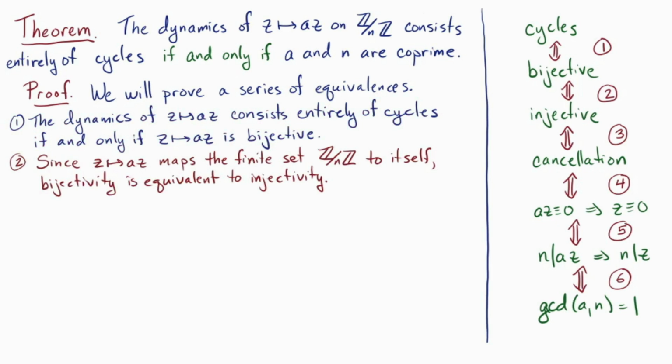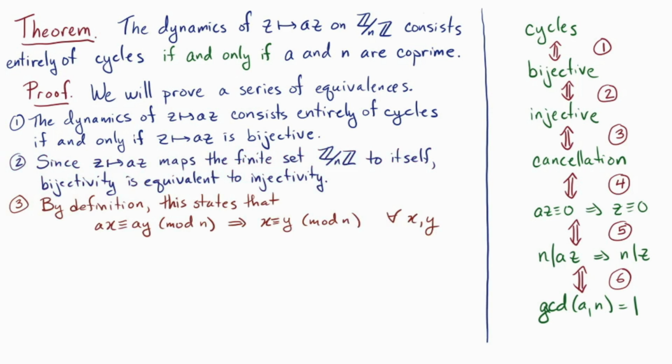Second, since this function maps the finite set, in particular Z mod nZ, to itself, bijectivity is actually equivalent to injectivity. I'll remind you again, that's just a general fact about functions from a finite set to itself. Third, by definition, injectivity is the following statement. It says that ax is congruent to ay mod n implies that x is congruent to y mod n.